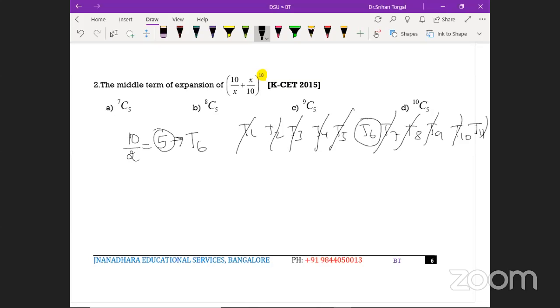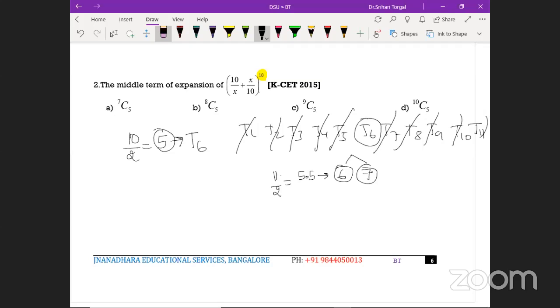If the power is odd, for example, power is 11, then 11 by 2 is 5.5. In such a case, you round off this as 6 and take one more than that. These two are the middle terms.